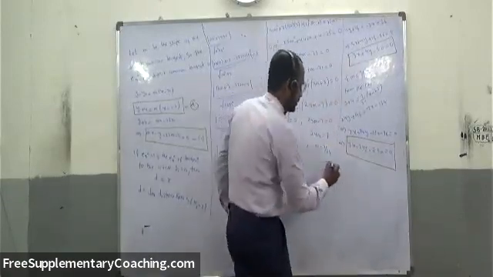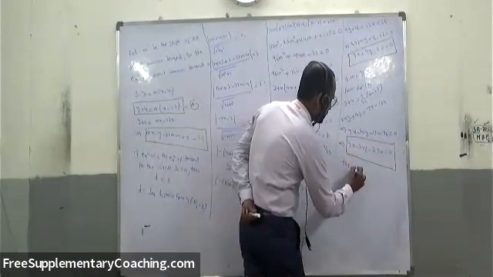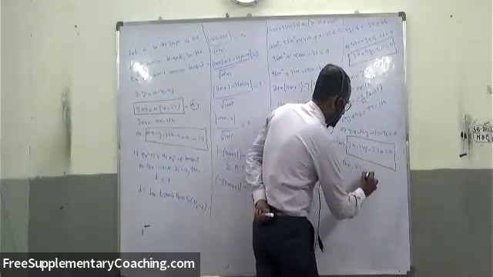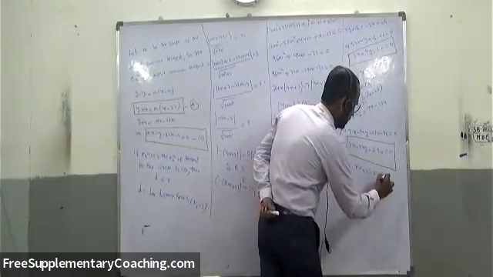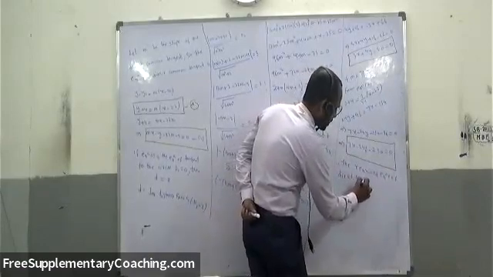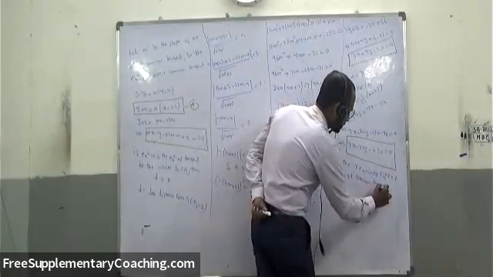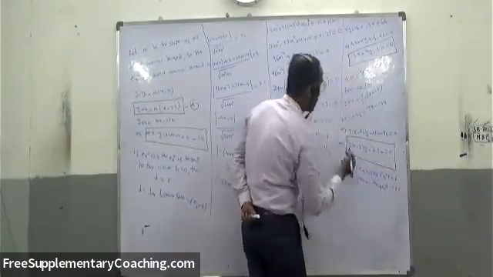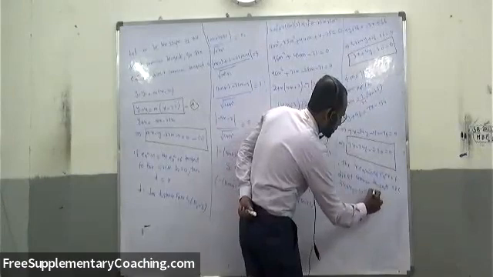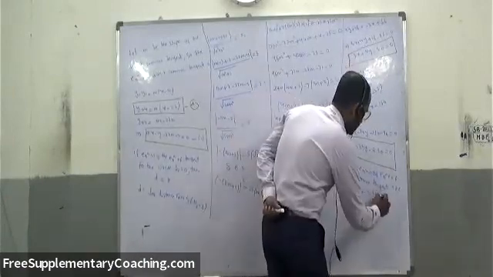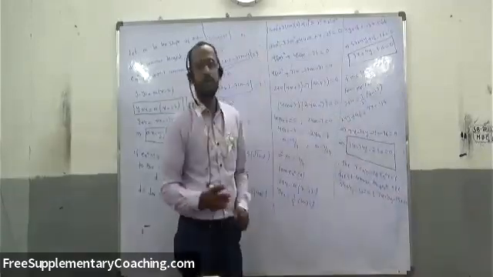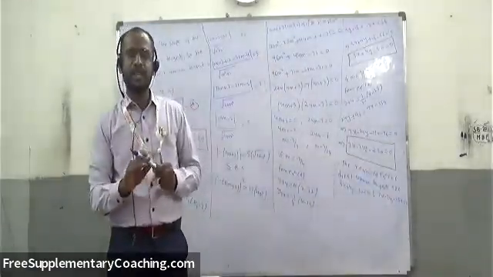Therefore, the required equations of the direct common tangents are: first, 3x plus 4y minus 50 is equal to 0, and 7x minus 24y minus 250 is equal to 0. This is the solution for the direct common tangents problem.